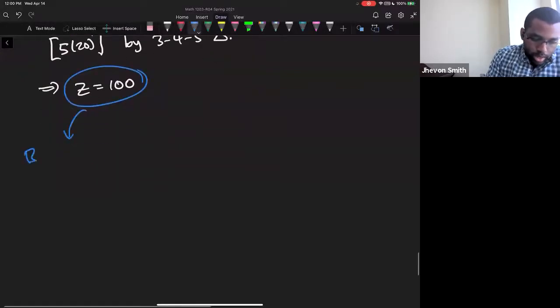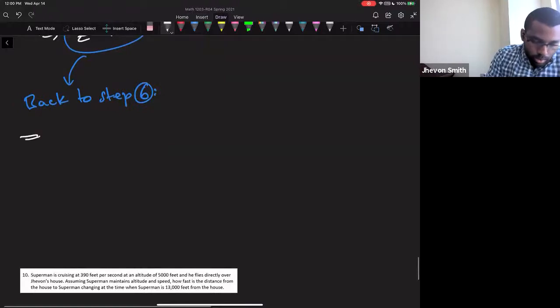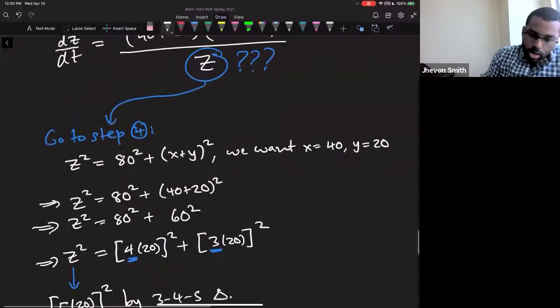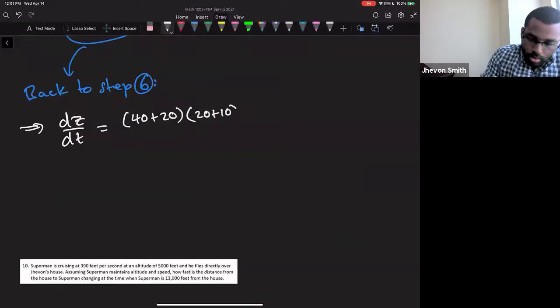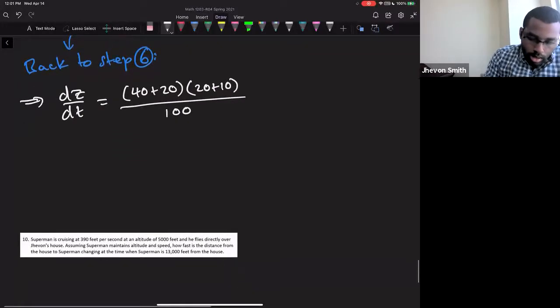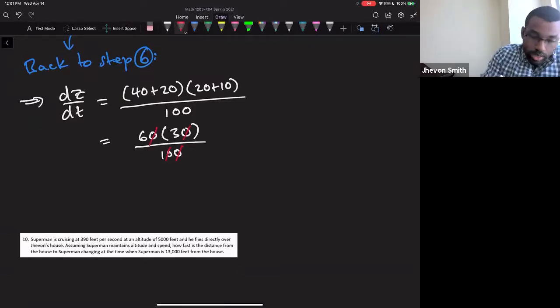Now you go back to step 6. And we can plug in. We had 40 plus 20, 20 plus 10, over 100. So that was 60 times 30 over 100. These guys cancel. So we just have 6 times 3, 18. So it's moving at 18 miles per hour.